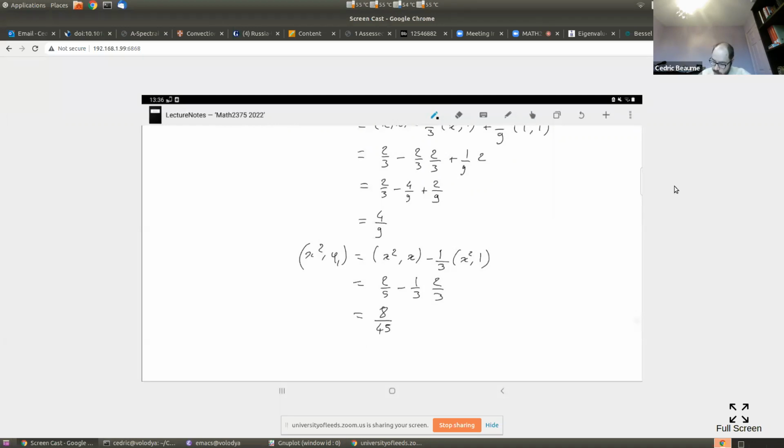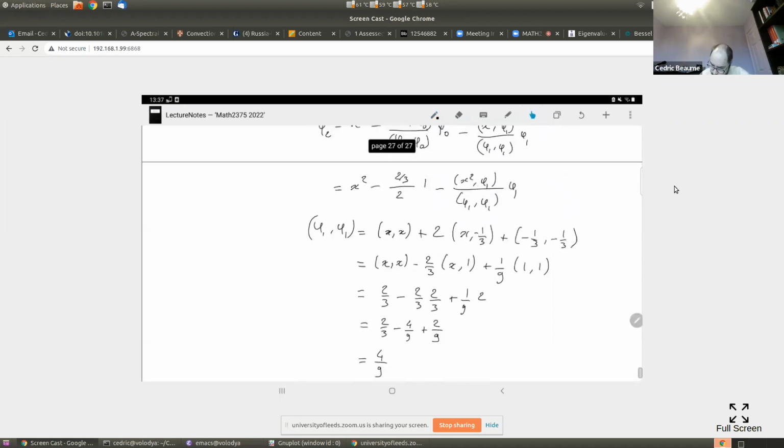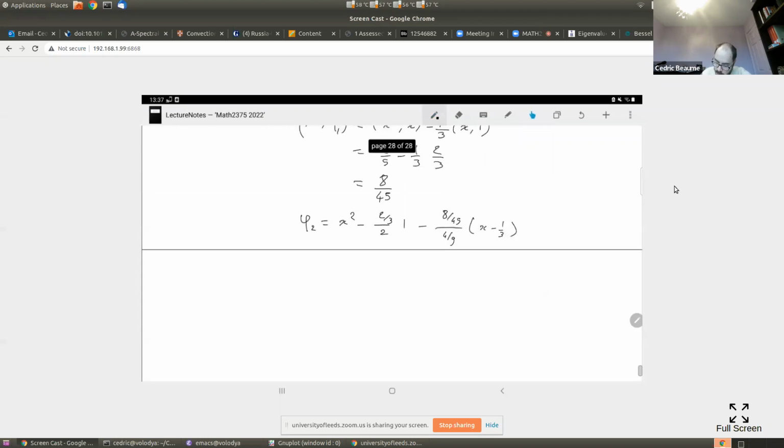So if I plug everything together with the formula that I derived for phi2, I was getting x squared minus 2/3 divided by 2 times 1, which is the orthogonalization versus phi0, function 1. And then here what I get is, is there plus or minus? I don't remember actually. Minus here, yeah. Minus 8 divided by 45 divided by 4 divided by 9. And this is times phi1, which is x minus 1/3.